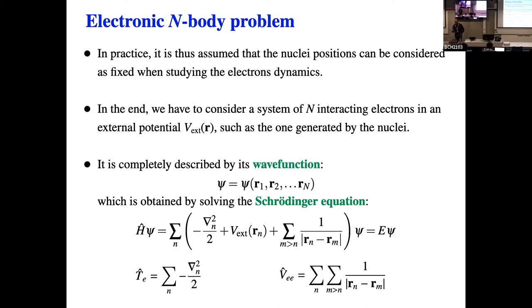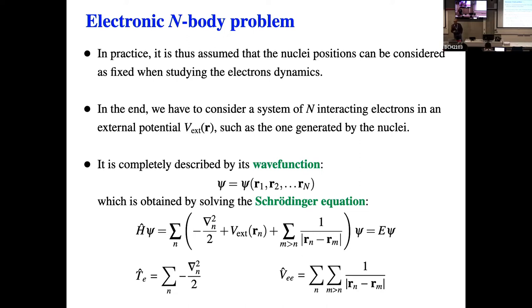And so here, we're going to assume, as I said, that the nuclei are fixed, and they can be considered so, and that we are studying the electrons for a given set of positions of the nuclei, and these nuclei basically generate an external potential in which the electrons are immersed, okay? And this potential is written as Vx in the following, okay?